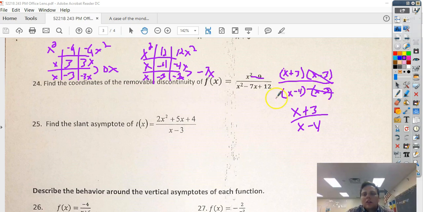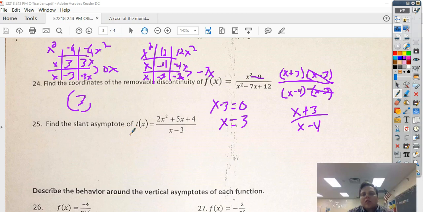you set that equal to 0. So x minus 3 equals 0. Okay? We're going to add the 3 over. This is the x value of your hole. X equals 3. That is the x value of your hole. So I say 3, comma.